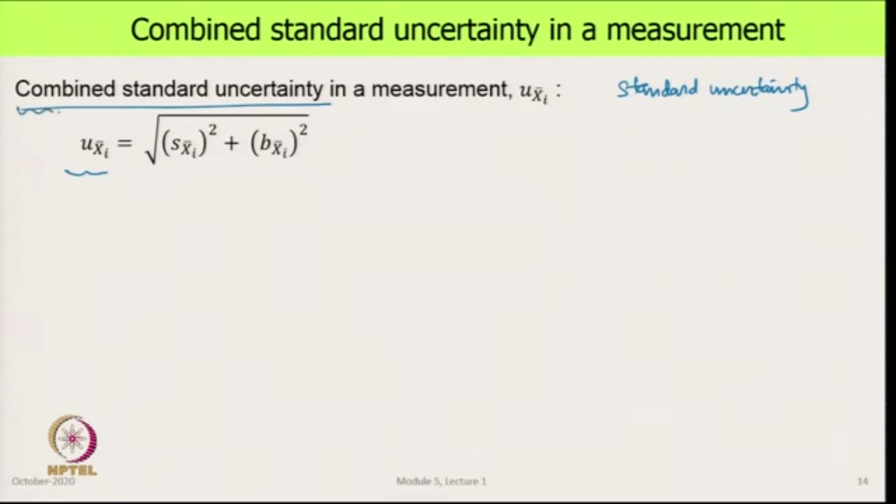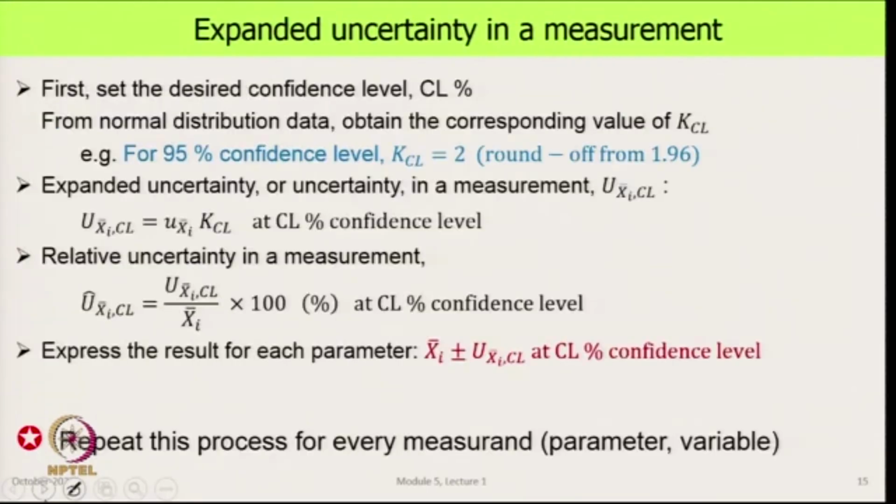So, the word combined is often dropped, but this is not the same as uncertainty. This is very specific, it is standard uncertainty u xi bar, and this we will now convert into the uncertainty by calling it the expanded uncertainty. And for that, our first step is we have to decide what is the confidence level at which I want to report my uncertainty.